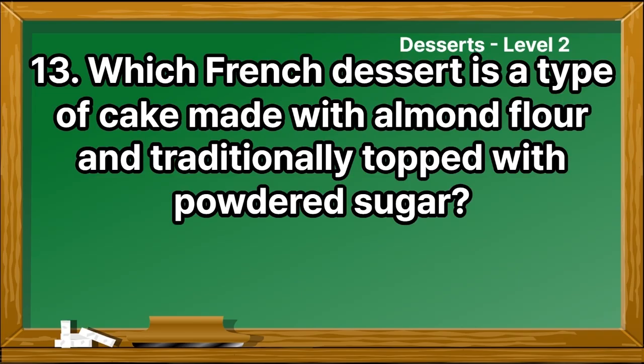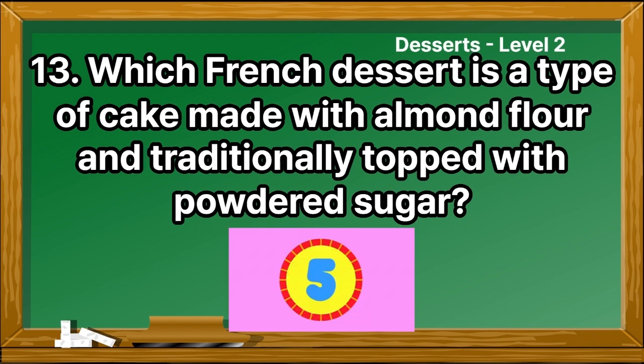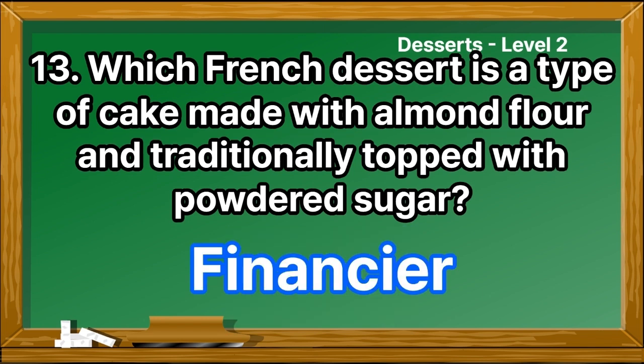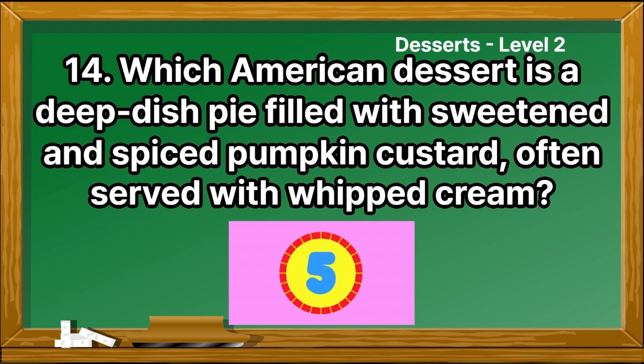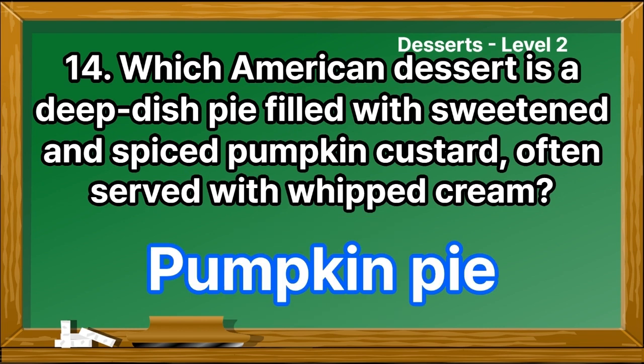Which French dessert is a type of cake made with almond flour and traditionally topped with powdered sugar? Financier. Which American dessert is a deep dish pie filled with sweetened and spiced pumpkin custard, often served with whipped cream? Pumpkin pie.